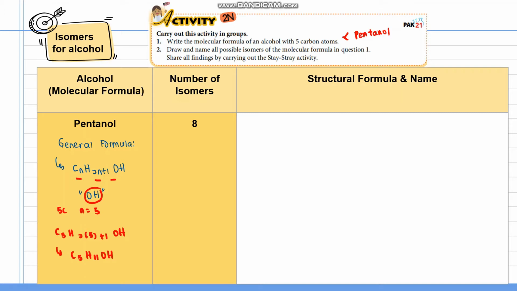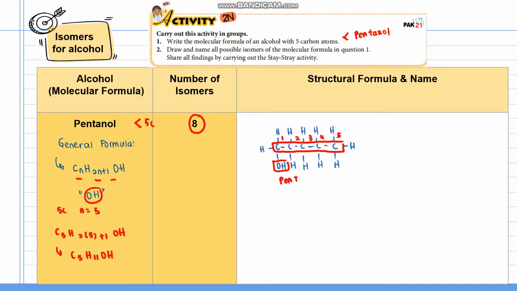So pentanol has a lot of isomers. As you can see, pentanol has a total of 8 isomers. So we will look at them one by one. First of all, for pentanol we have 5 carbons. For the first isomer, the longest carbon chain is 5 carbons, and we also have the functional group, which is the hydroxyl group. In this case, the hydroxyl group is bonded to the first carbon. This is carbon 1, carbon 2, carbon 3, carbon 4, and carbon 5. So the longest chain is 5 carbons, and the hydroxyl group is on the first carbon. So we name it pentan-1-ol.